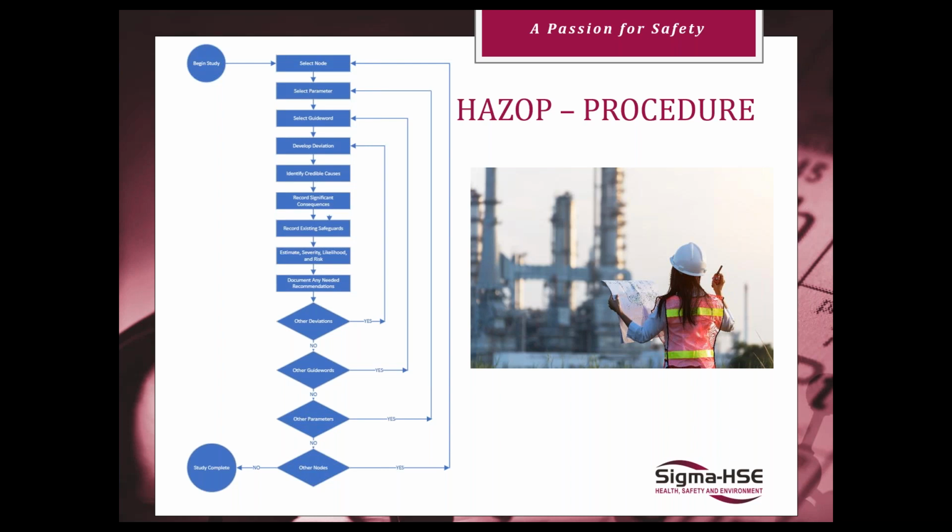Record what the significant consequences of that could be, and then as a team, estimate the severity, likelihood, and risk of that scenario. And then looking at that risk, do you have any recommendations required to reduce that risk to an acceptable level? And if you do, document those recommendations. If not, you're safe, you move on. Are there any other potential deviations for that guide word? If not, are there any other guide words for that parameter? If you're finished with guide words for that parameter, are there other parameters for that node? And then within that, you're good.